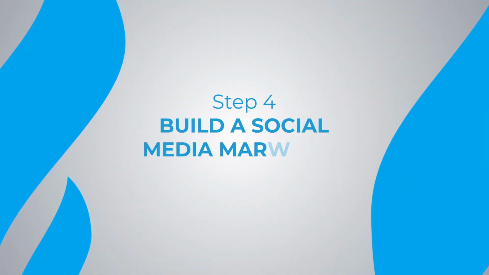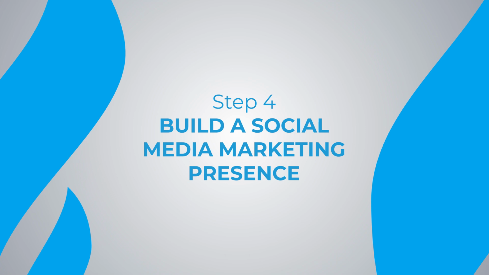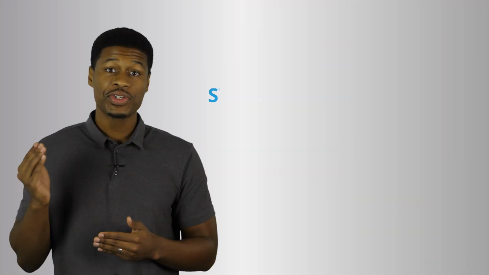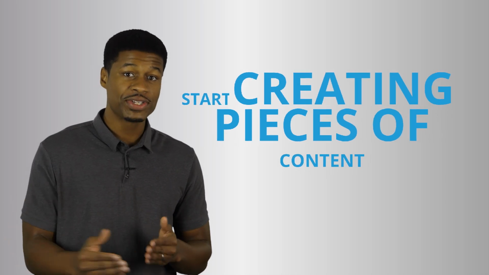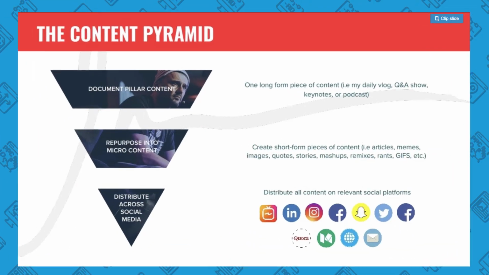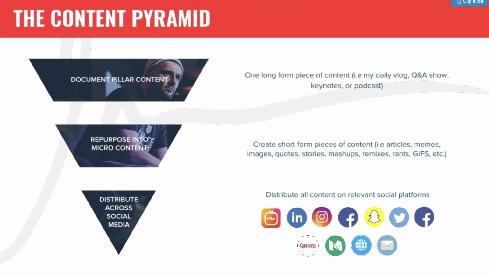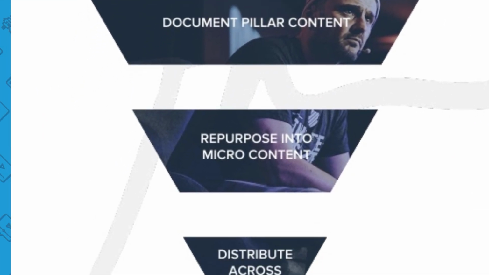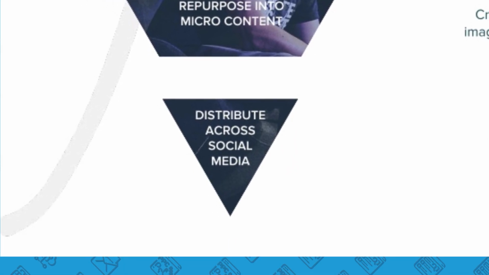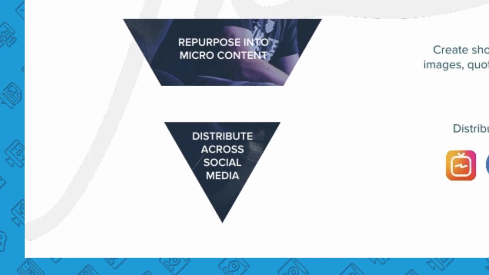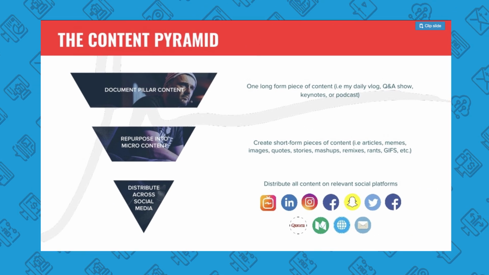Now, let's move on to step number 4. Build a social media marketing presence. Now that you have your content created, you can start creating micro pieces of that content to share on social media. Here you can take that long form content that you created and break it down into smaller, more digestible pieces of content to engage your audience on social media.